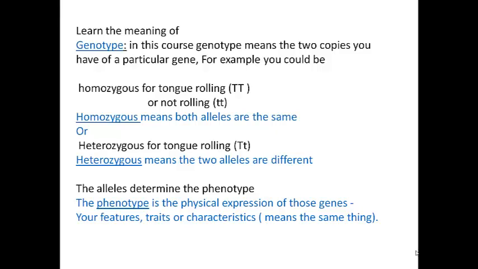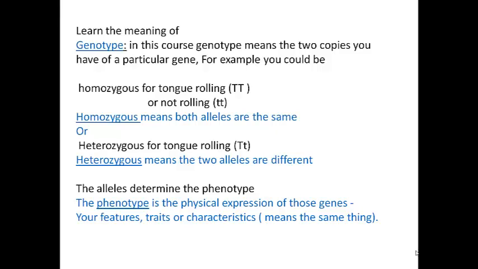So genotype. We're going with the definition of a genotype as the two letters that represent the two alleles for a gene. So you could be homozygous for tongue rolling with the genotype big T, big T, or not tongue rolling, little t, little t. Homozygous means both alleles are the same. You could be heterozygous for tongue rolling, big T, little t. And heterozygous means those two alleles are different.